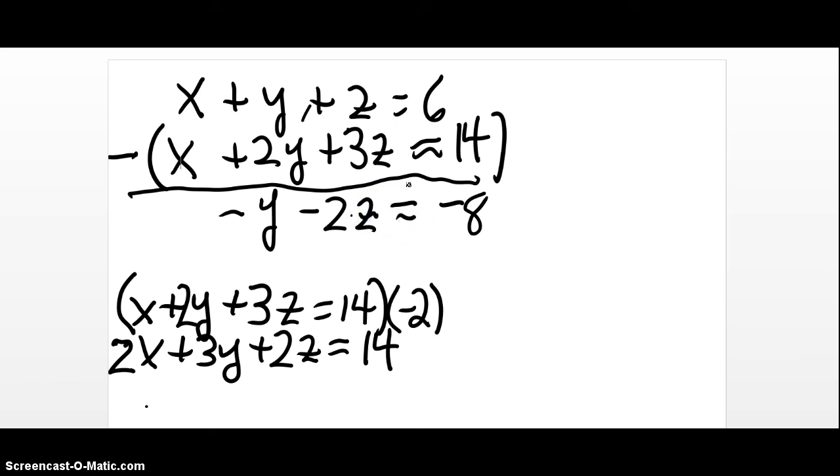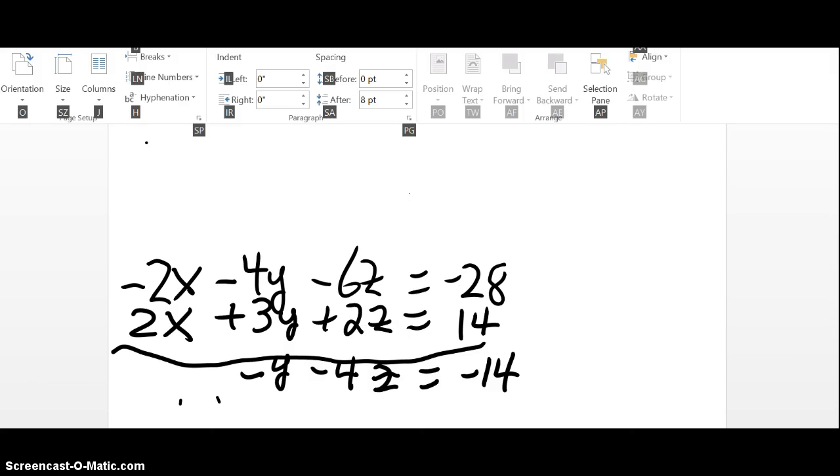Okay. Now, we take the next two equations. x plus 2y plus 3z equals 14. 2x plus 3y plus 2z equals 14. Now again, we want to eliminate the x. Now this time, adding and subtracting the equations does not eliminate x. So I decided, let me multiply the first equation by negative 2 so we can get the x eliminated.